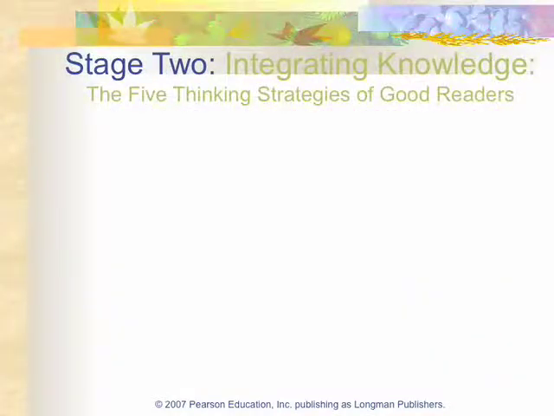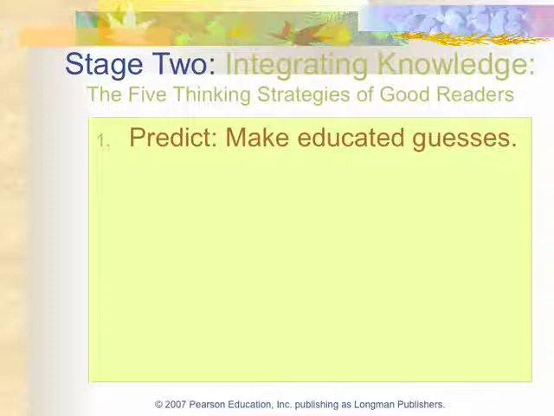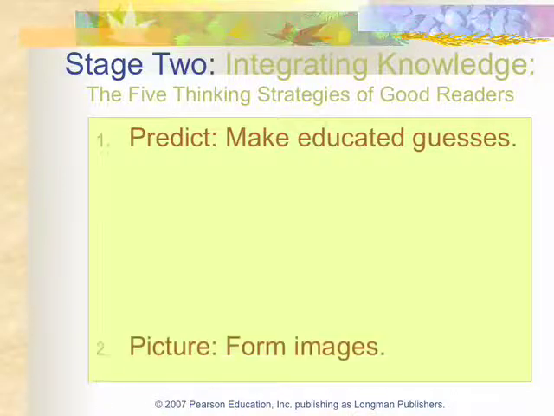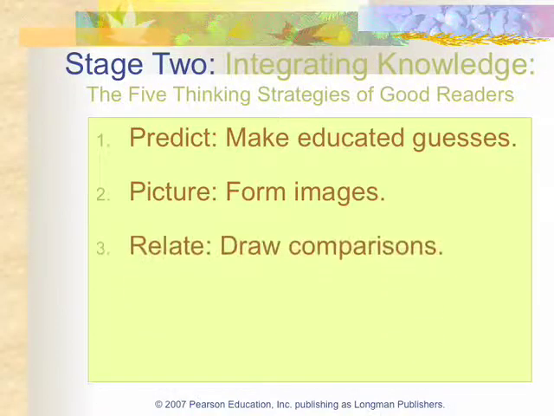Stage 2, integrating knowledge. The 5 thinking strategies of a good reader, or to develop metacognition. Number 1, predict. Make educated guesses on what you believe will come next in the story, just like you would in a movie or TV show. Picture and form images. Make sure you're thinking about what the person looks like or sounds like so you can connect with the material more. Relate. Draw comparisons.